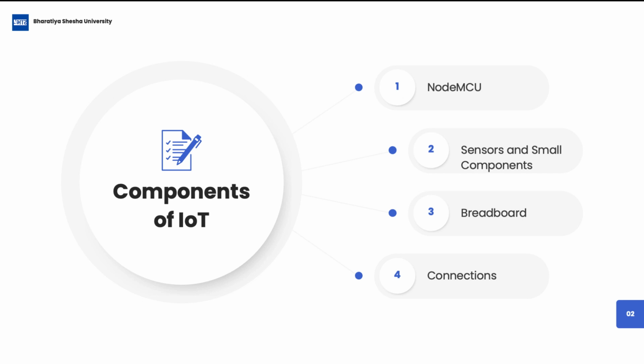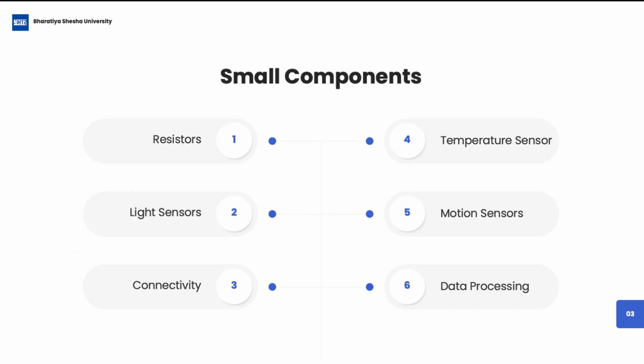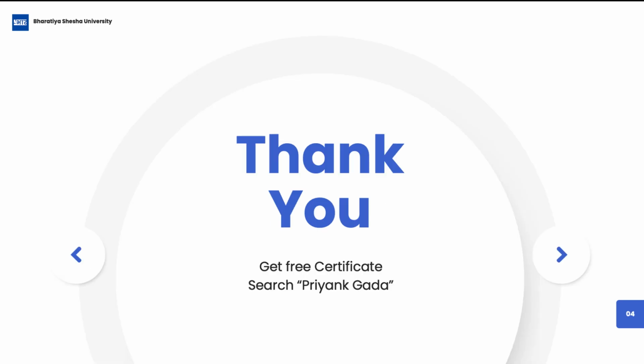The third thing is the breadboard. That is also a key component of an IoT device. A breadboard allows us to add components and play around with our projects. And yes, the fourth one is the connection, which can be done with either wires or by soldering the IoT device and sensors directly. But for this course, we'll be using some connectors. So there are various small components. As I told, we are going to take a look at resistors, temperature sensors, light sensors, connectivity, motion sensors, and data processing sensors.